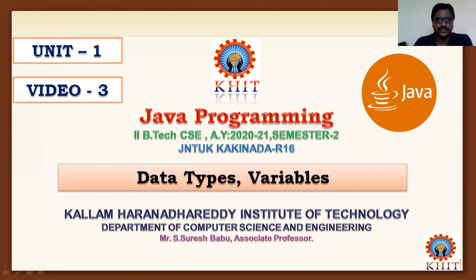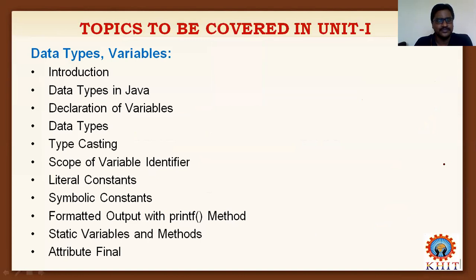Coming to data types and variables, these are the topics we are going to cover in this chapter: introduction, data types, and declaration of variables, how we can declare variables of these data types, and individual data types we will discuss in more detail. And typecasting: sometimes we assign values of one type to another type, and sometimes automatic conversion is allowed between compatible types, and for incompatible types we should go for the casting process.